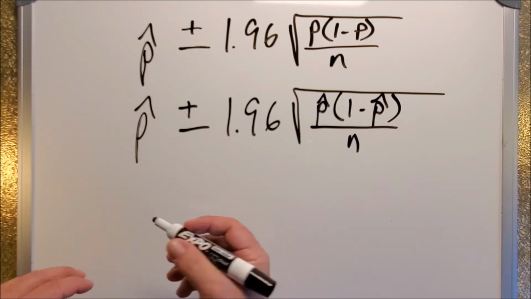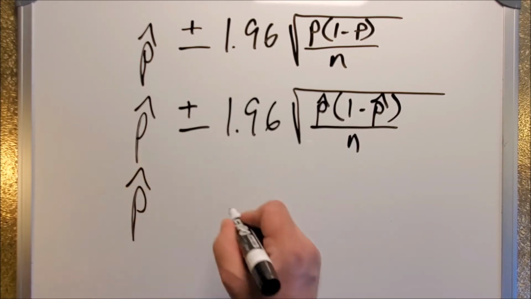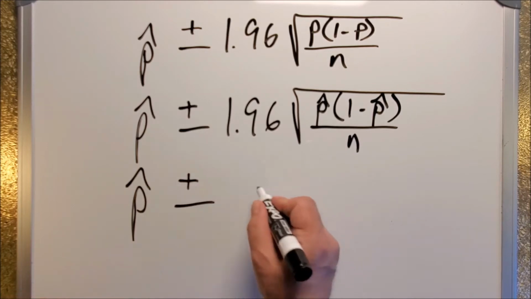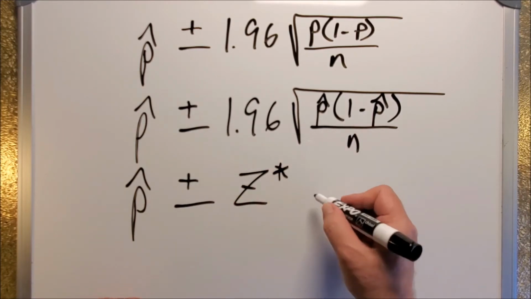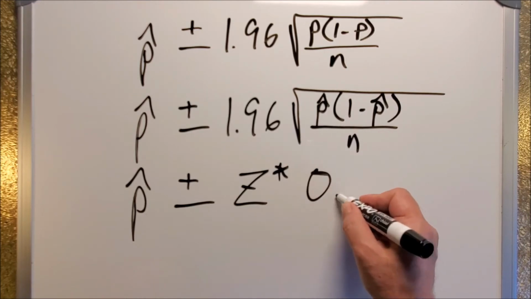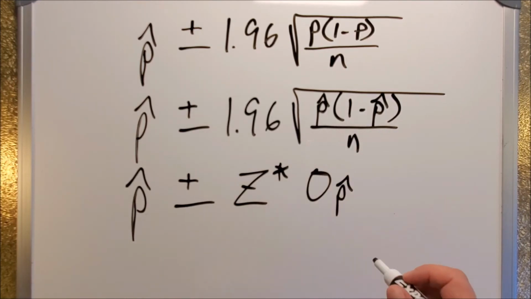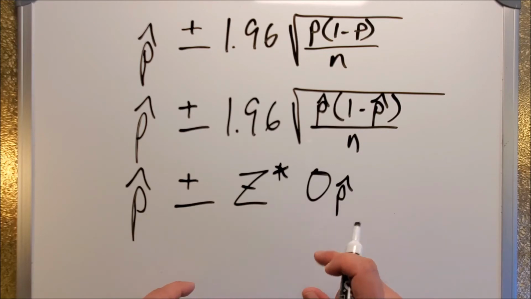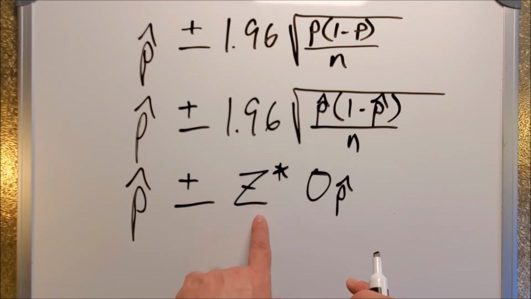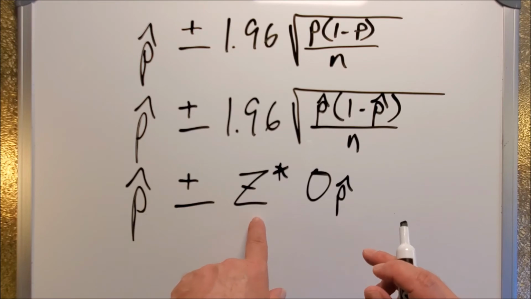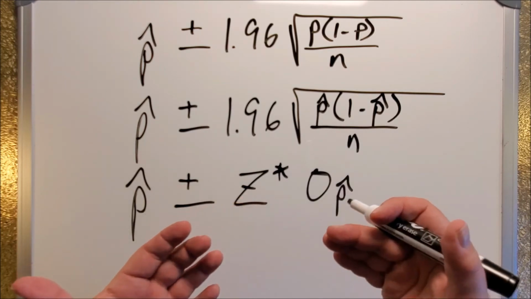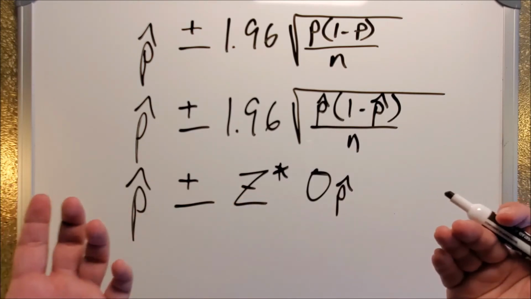Here's another common way to express it. We have p hat plus or minus z star times, and I'm going to write sigma sub p hat here, indicating the standard error. I like to write z star when I'm talking to my students or anybody else, because I like to remind folks that you don't need to be stuck to 95% confidence. You can use the z value appropriate for any level of confidence you want. For example, common values.